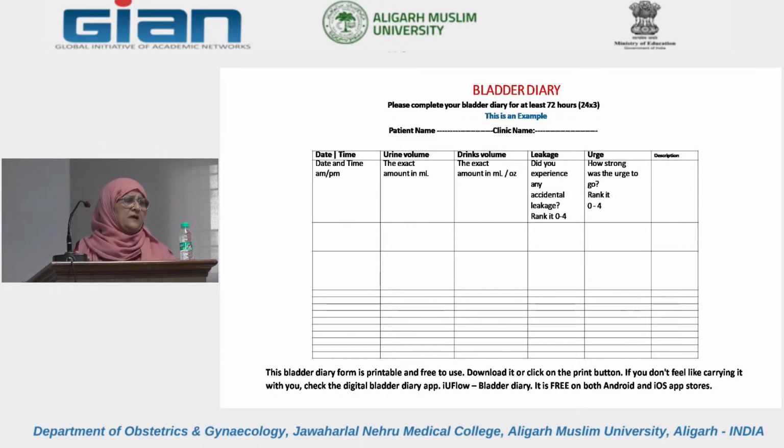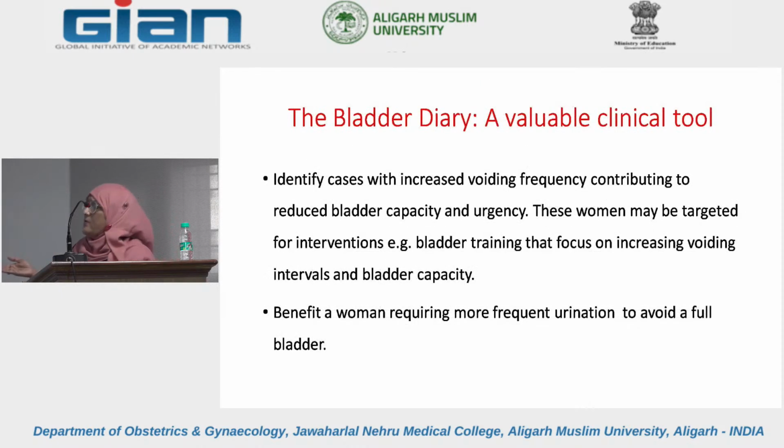Why is it considered so important? Because the bladder diary will identify those cases with increased voiding frequency, contributing to reduced bladder capacity, and again she is going to the toilet and this capacity goes on decreasing, or benefit those women who leak because of a full bladder. They don't pass urine for hours and they are leaking. So this information we are going to get.